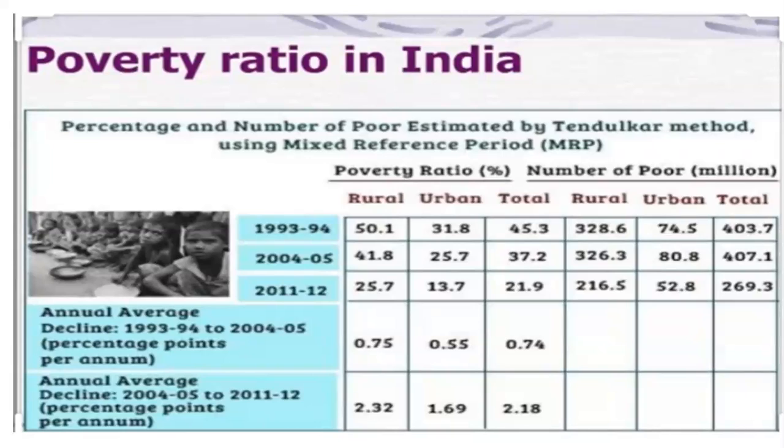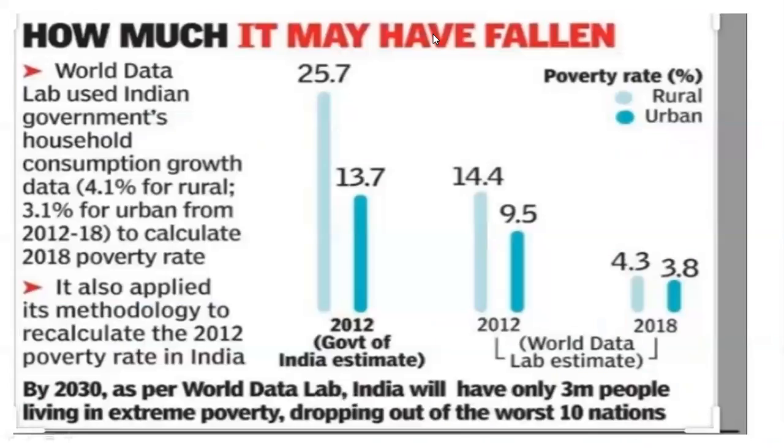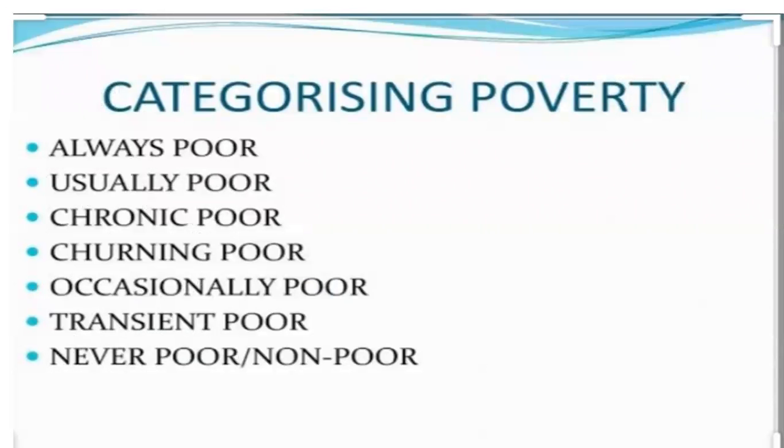This is the poverty ratio. Here they have given the number of poor in millions, and it is decreasing with a very small ratio, less than the ratio. This is the difference between both of them. Here it is given how much it may have fallen. According to the World data, figures for 2012 and 2018 are given as percentages. So we have to go through it.